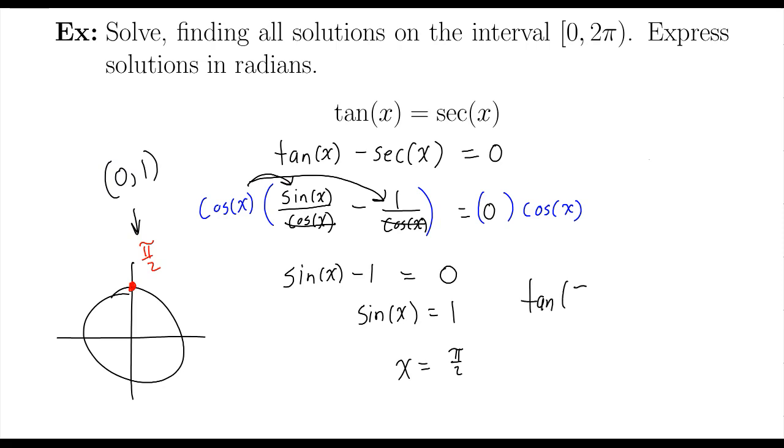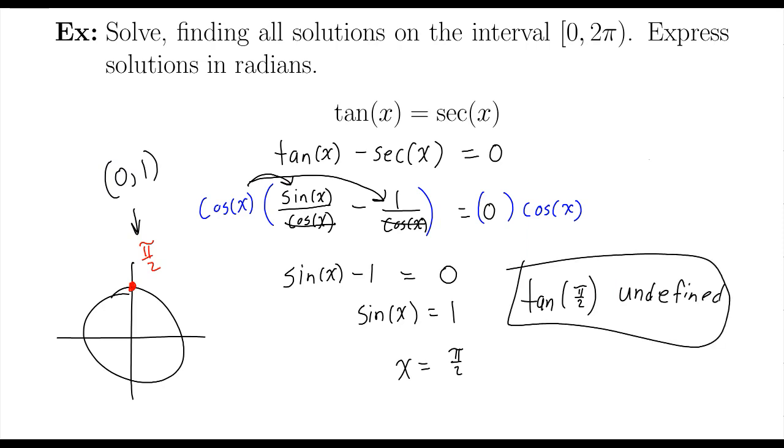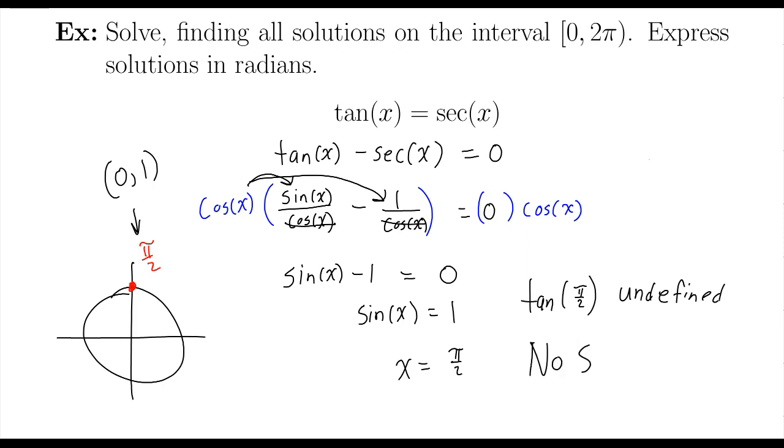Tangent at pi over 2 is undefined. So unfortunately, or fortunately, this is not a solution. X cannot equal pi over 2. So therefore, we do not have a solution to this equation. There are no solutions.